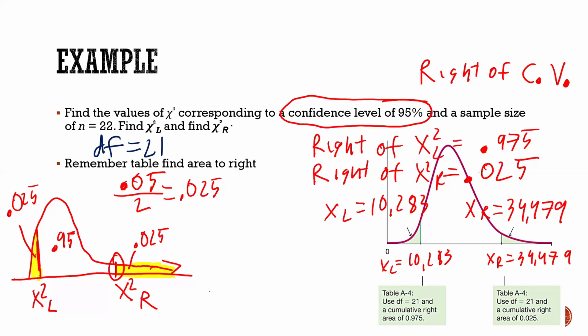Is this just how to solve for the chi-square? Yes, the chi-squared L and chi-squared R. Confidence interval, yes, variance, confidence variance interval. But you have to use this table, and it's significantly more complicated than before, right? And then, yeah, these are the values.